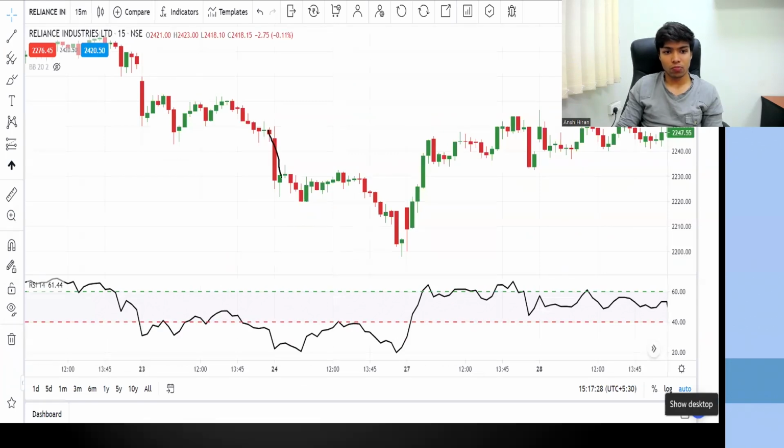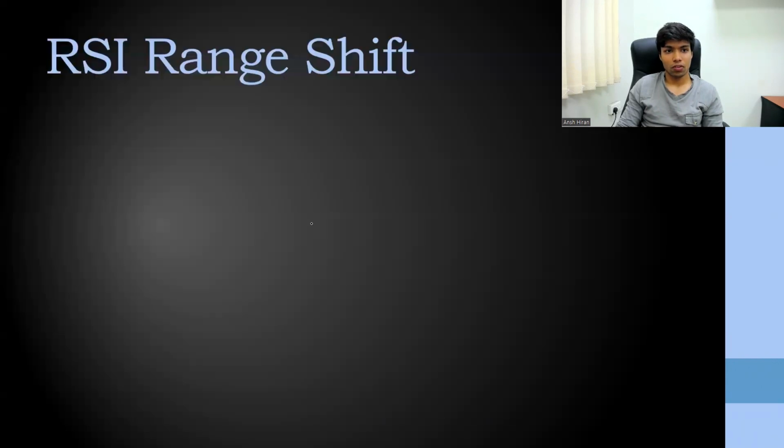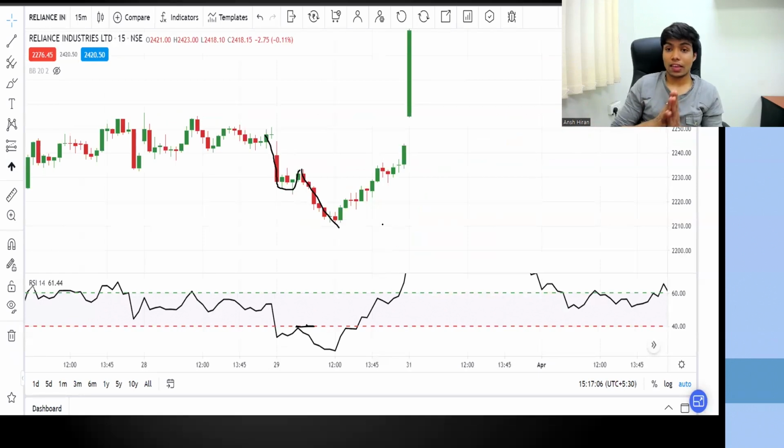Look at this. Miss this move, no problem. You can short at this resistance, okay, and the market will go down. Miss this move, no problem. You can short at this resistance: sell on rise, buy on dip, sell on rise. So you sell on rise and the market went down again. Why? Because 40 resistance, right? So this is how the 60 support, 60 resistance, 60 support and 40 resistance actually work.